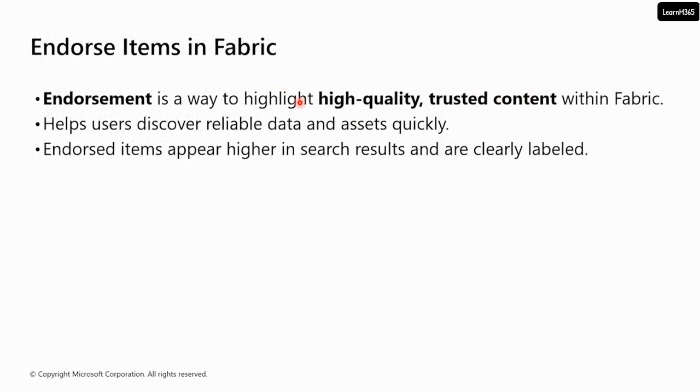In the same way, we can also endorse the items which we have within Fabric. Endorsement is a way in which we can highlight high quality, trusted content within Fabric, which means I can endorse my Fabric item. I can say it's a promoted one, or a certified one. I can endorse my items in this way. It will help the users to discover reliable data and assets quickly. Endorsed items appear higher in search results and are clearly labeled. So there are different ways in which we do this endorsement.